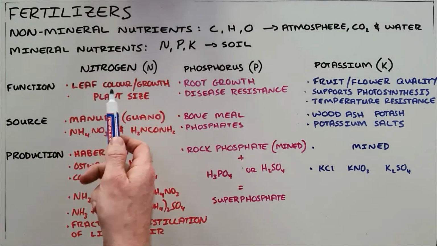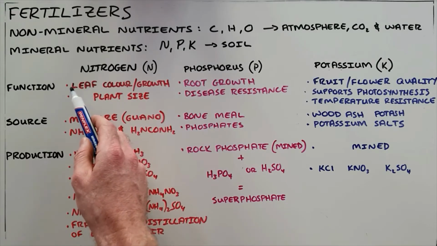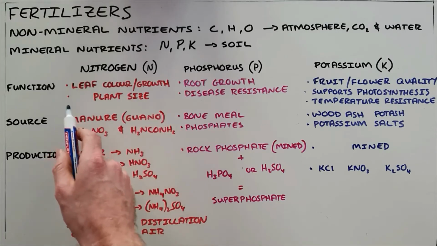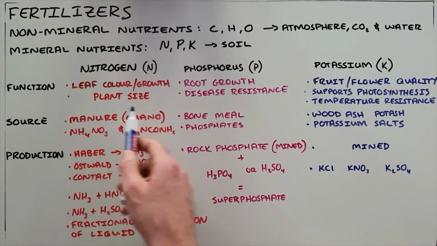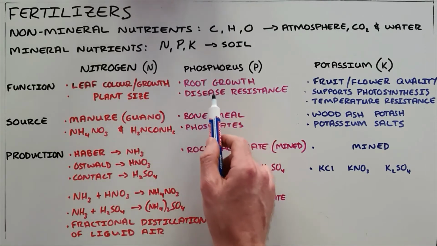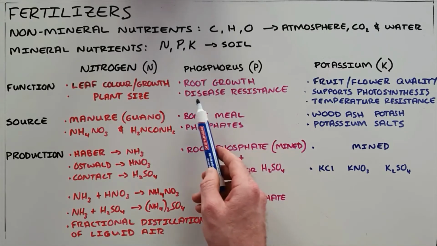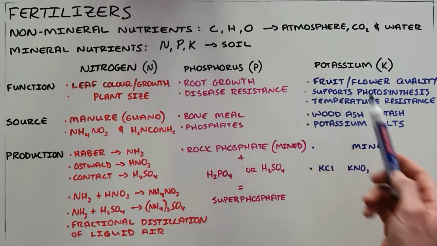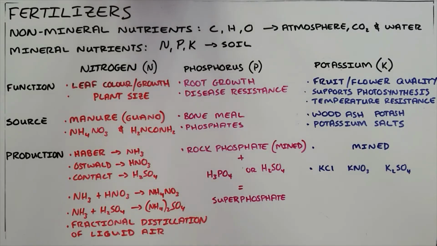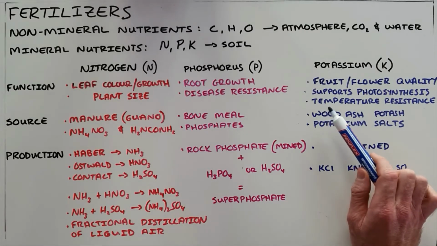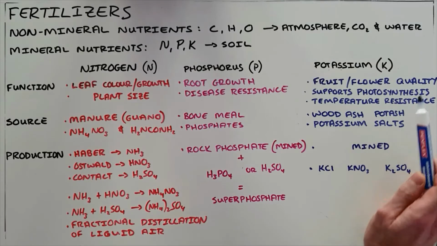We know that nitrogen promotes leaf growth and it also plays a role in the color of the leaf, and it also promotes plant size or growth. We know that phosphorus is involved in the root growth in plants and also helps with disease resistance, and potassium promotes fruit or flower quality and growth. It supports photosynthesis and it also helps in temperature resistance to drought.